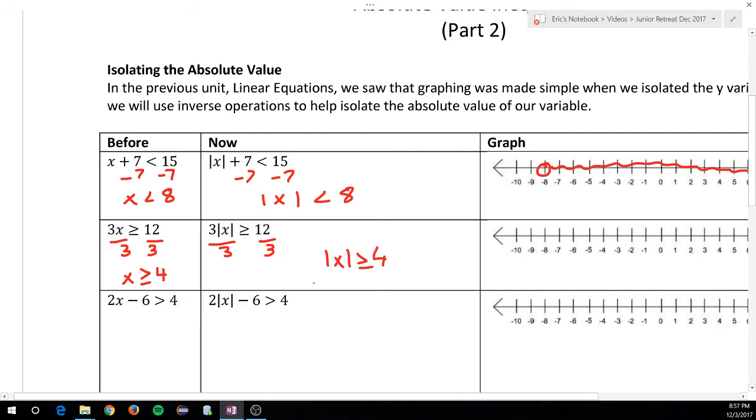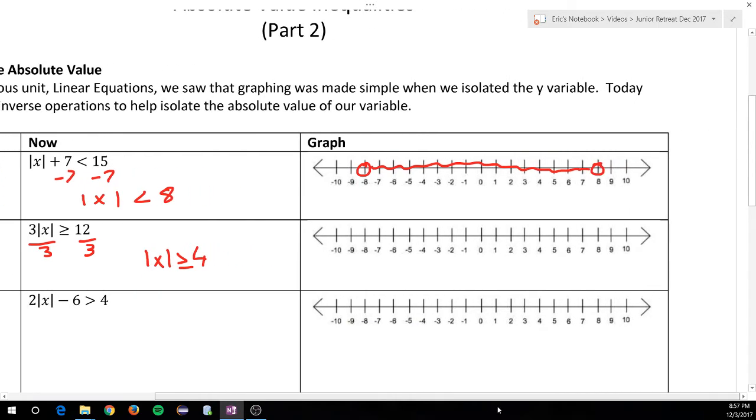Well, when the absolute value is greater than, this is saying stay away. You must be at least 4 units away from 0. And since there is the or equals to bar here, this means I'm going to be using filled-in circles. So the absolute value is greater, meaning I'm going to be big. I'm going to push away.